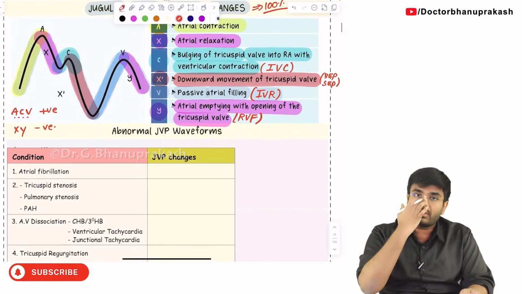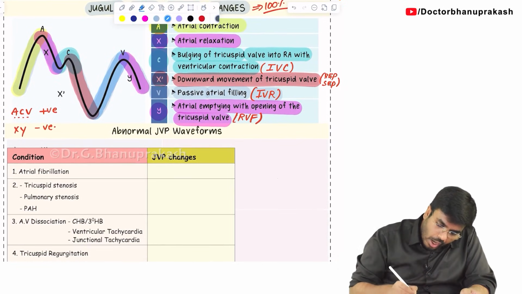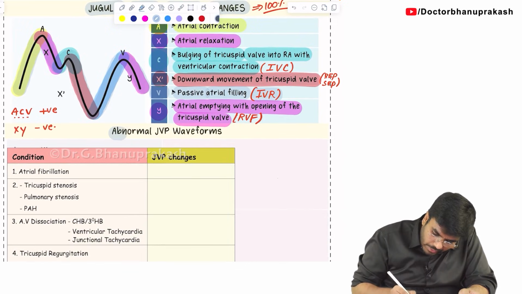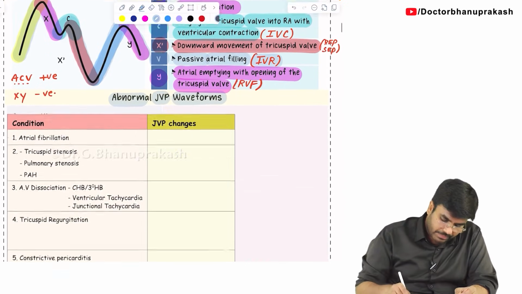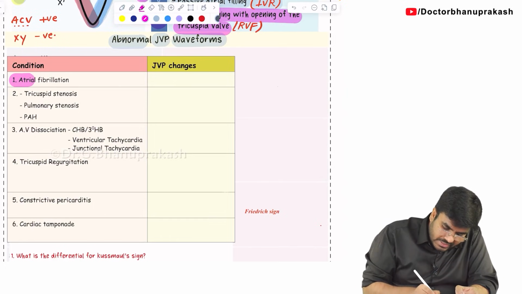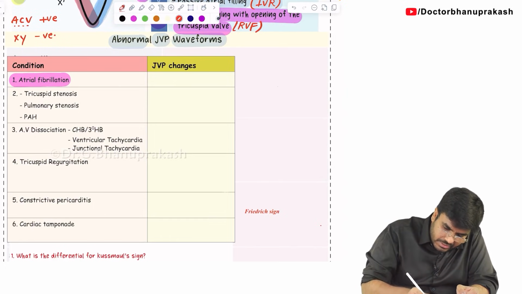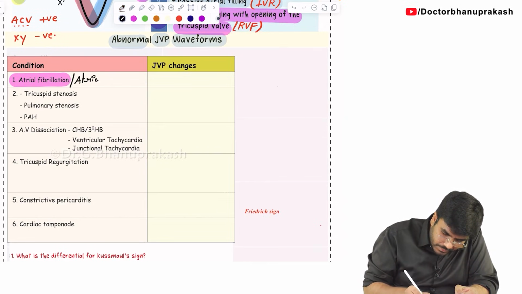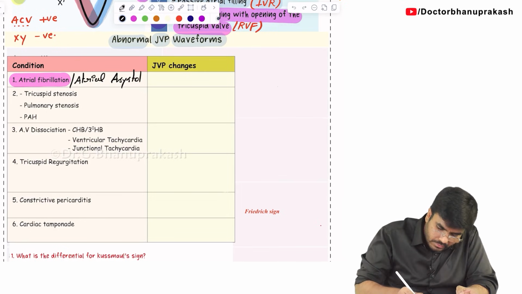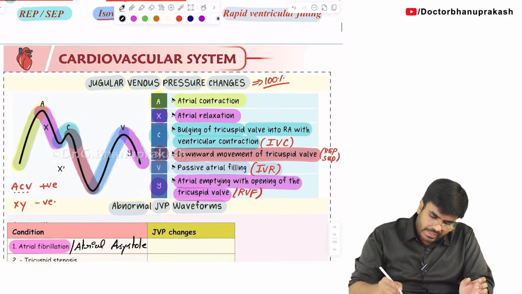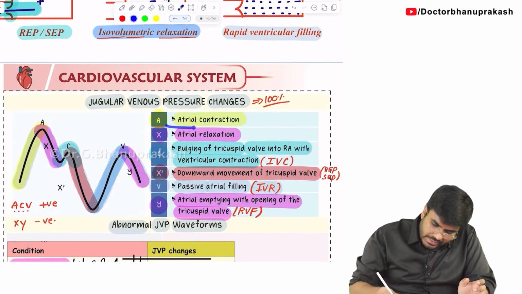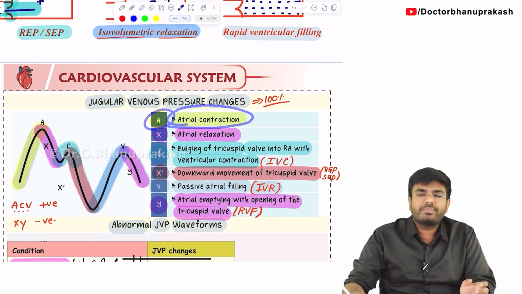Next, after knowing what is normal, let's discuss abnormal JVPs, abnormal jugular venous pressure waveforms. First, atrial fibrillation. Let's say the person is suffering with atrial fibrillation or atrial asystole, which means the atria is not contracting. It is the atrial contraction that is responsible for the A wave in the monitor.